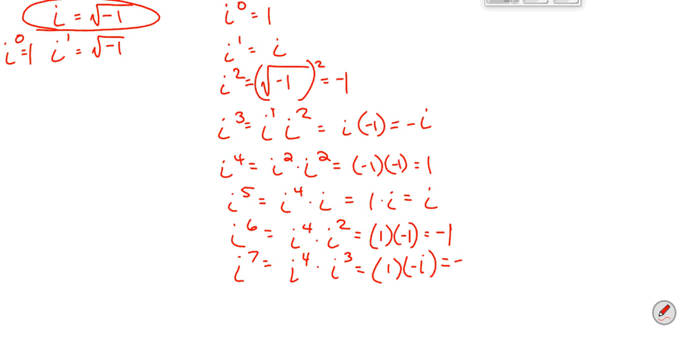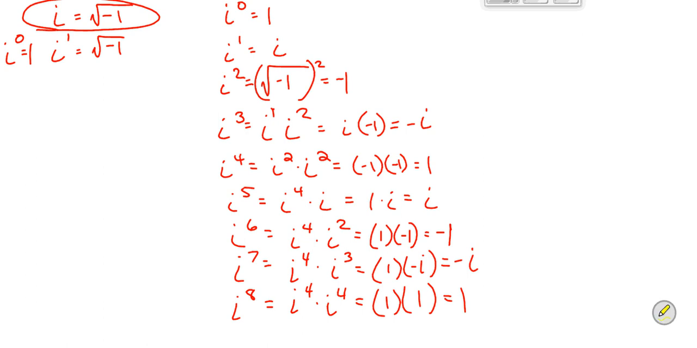And we'll just do one more to see what happens here. i to the 8th. And that I'm going to pick to say i to the 4th is i to the 4th times i to the 4th. And i to the 4th is 1. So it's 1 times 1, which is 1. So make a note to yourself of some things that are happening.